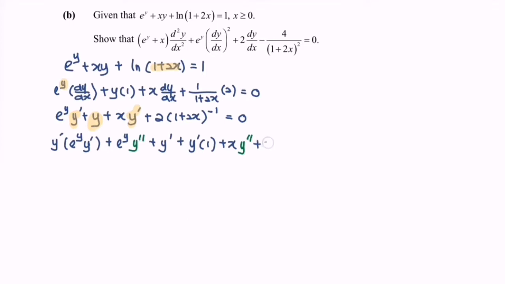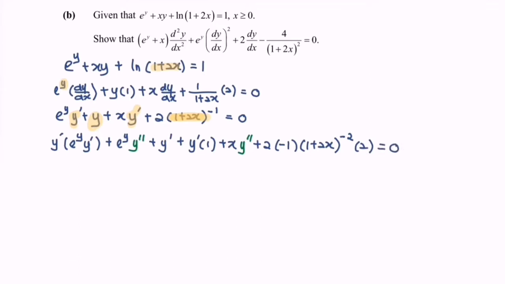Plus 2. Differentiate this part and we will obtain negative 1 times (1 + 2x)^(-2). Do remember to differentiate the internal function, and we have 2, equals to 0.